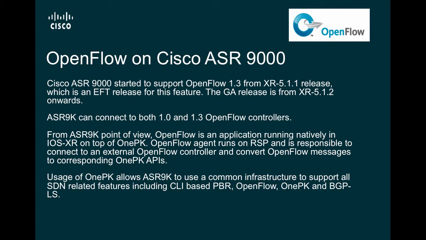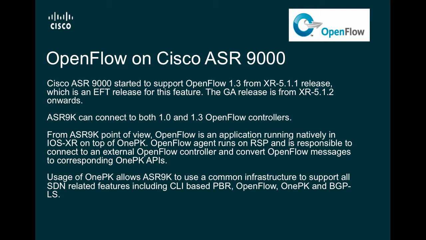So now that you understand what OpenFlow is all about, let's discuss how OpenFlow switching has been incorporated on the Cisco ASR 9000 platform. The current software release, which is XR 5.1.2, has support for OpenFlow, and it can connect to both OpenFlow 1.0 and 1.3 controllers. From the ASR 9000 perspective, OpenFlow is just an application which runs natively in IOS XR on top of 1PK. So what is 1PK?